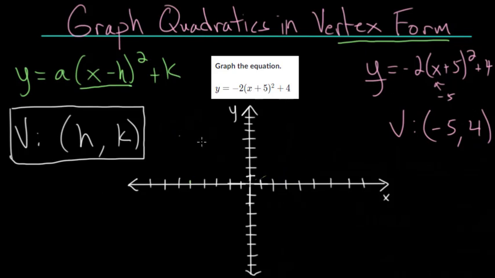I'll do it in this pink color here. So at minus 5, so left 5, 1, 2, 3, 4, 5, and then up 4, 1, 2, 3, 4. So we're looking at this point right here. So this is our vertex.